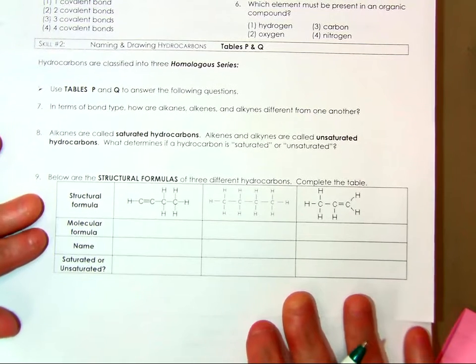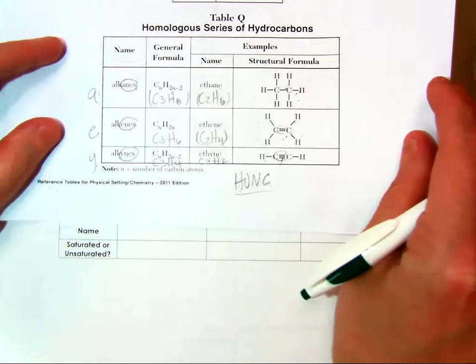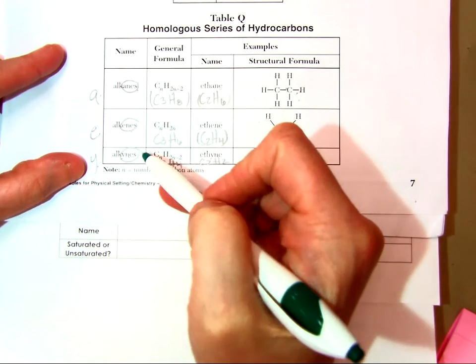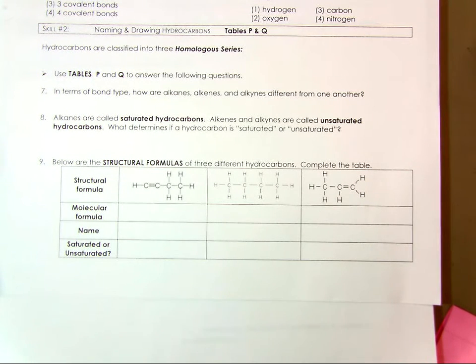So looking at skill number 2, tables P and Q are going to be ideal. So if you don't have them in front of you, pause the video and go get them. So we look at these hydrocarbons because they're exclusive to organic chemistry. And we are classifying these 3 homologous series from table Q. Okay, so we have alkanes, alkenes, and alkynes. So we're going to use table P and Q to answer some of the following questions.